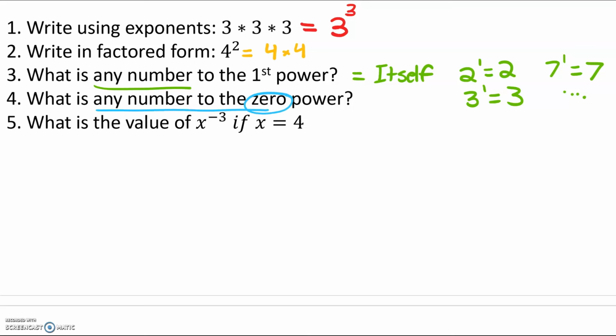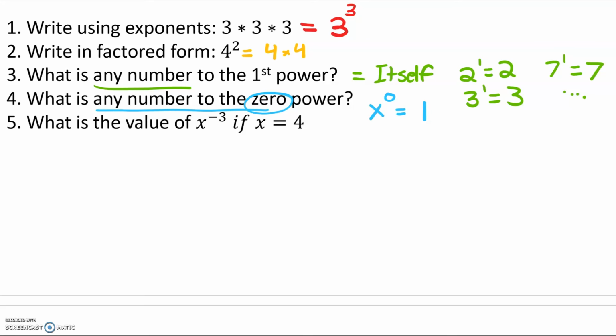Question number 4, what is any number to the 0 power? So this is that rule we always have to remember. Any number, I'm going to use x to represent any number, to the 0th power is equal to 1. No matter what number, right? The only thing that we can't use is 0, but any other number to the 0 power equals 1.